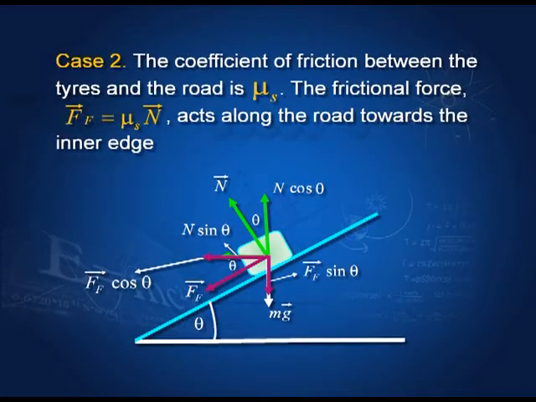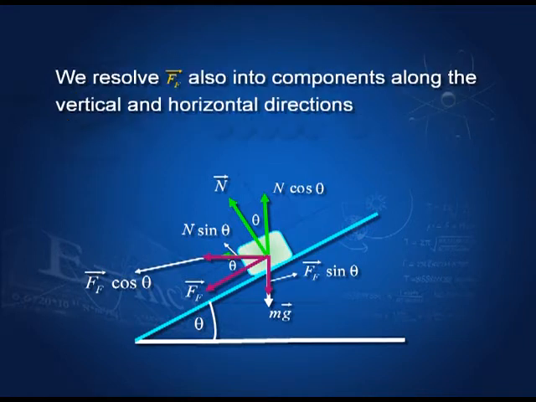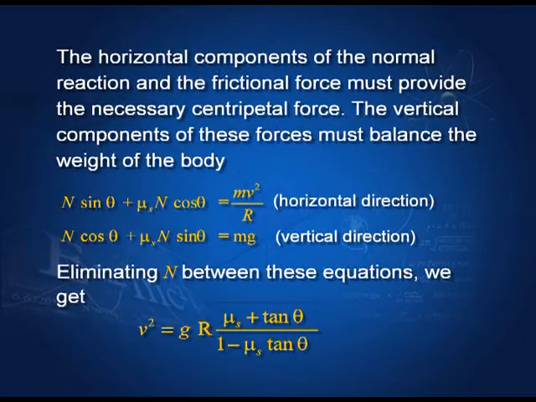We have, vertically, N cos theta, mg and f sin theta. Along the horizontal we have f cos theta, N sin theta and mv squared by r. So, we will write down the equations of equilibrium. When friction was absent, we had N sin theta equal to mv squared by r, but now friction is present. So, we have N cos theta plus mu s N sin theta equal to mg. So, these are the two equations. We can solve them for v squared and we get v squared equal to gr times (mu s plus tan theta) divided by (1 minus mu s tan theta).